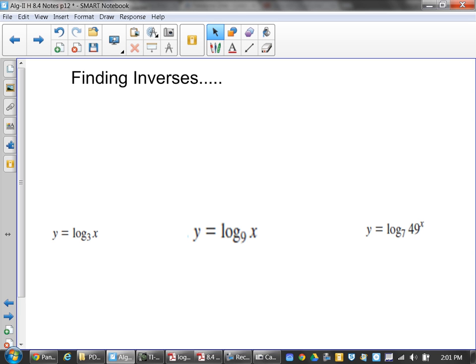Inverses. When you solved for inverses in the past, what was the process? Switch X and Y, and then what? Resolve. So if you had a problem where Y equals 2X minus 1, you're going to find the inverse of that. X equals 2Y minus 1.